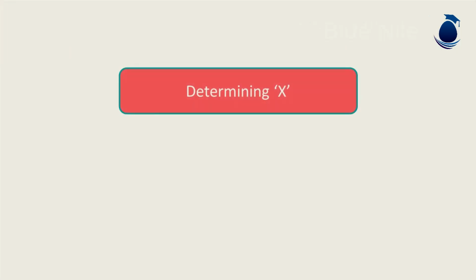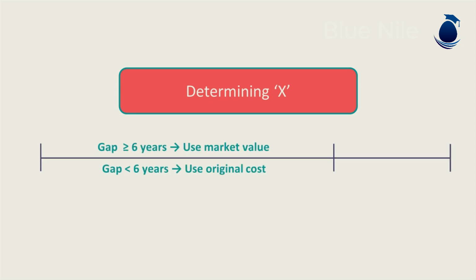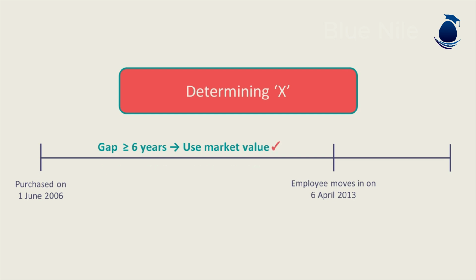This is the difficult part now, to calculate the value of X to put into the further charge pro forma. We can use a timeline to help us here. Remember, we need to look at the date the property was originally purchased compared to the date it was made available to the employee. For Brad, the property in question was originally purchased on the 1st of June 2006, and he moved in on the 6th of April 2013. The gap between these dates is more than 6 years, so we'll start by using the market value at the date Brad moved in, so the 6th of April 2013.